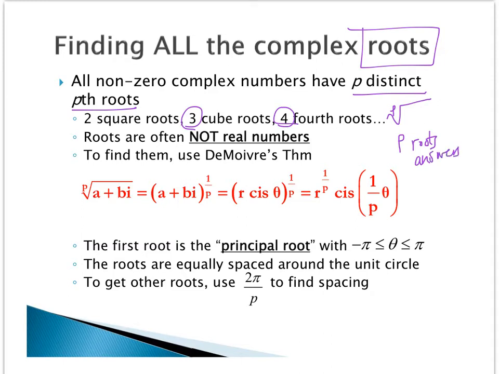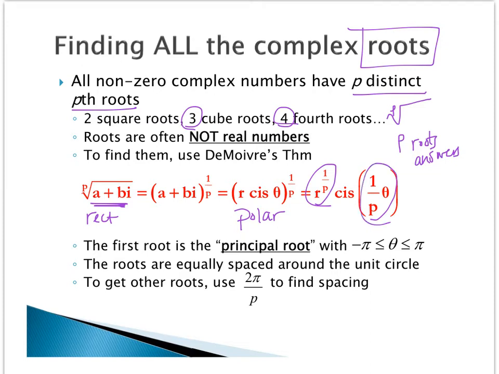Now, we typically don't talk about these because a lot of the roots are not real numbers. So in order to find them, we're going to use DeMoivre's theorem. First, if the number that we are asked to root is rectangular, then we're going to have to convert it into polar form. And we have to do that because DeMoivre's theorem only works if we are in polar form. Once we are in polar form, just like we saw before, we can apply the exponent on the r, and it becomes a coefficient on the theta.